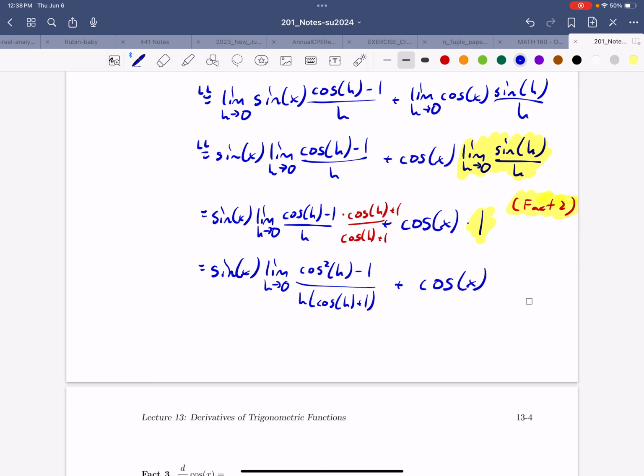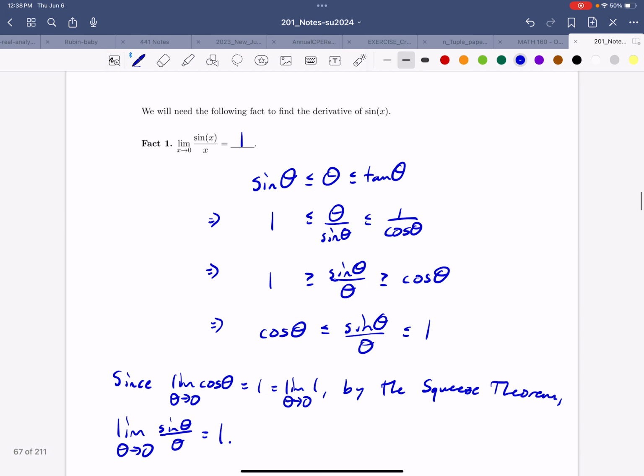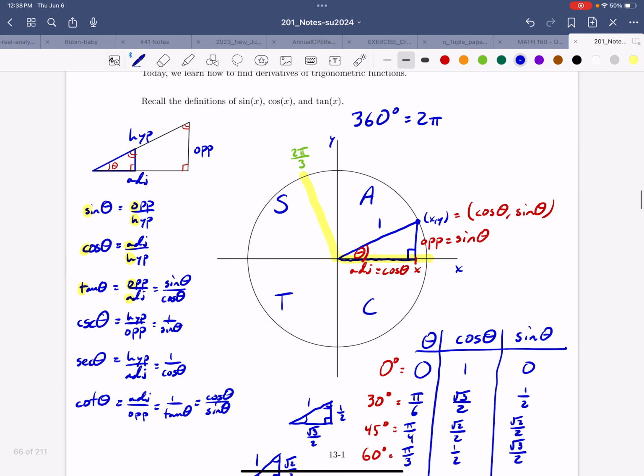How is this going to simplify? Well, it turns out that sine squared plus cosine squared equals 1. Actually, sorry, time out. That's a very fundamentally important identity I need to talk about here.